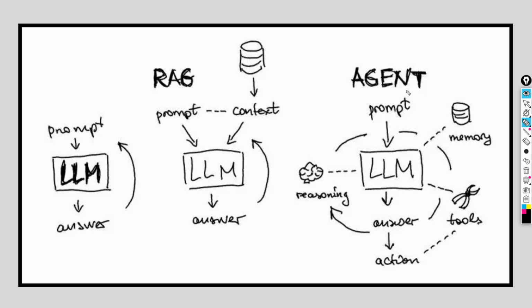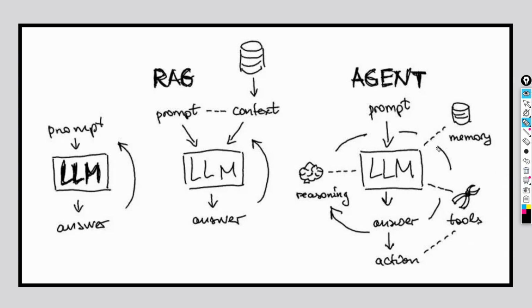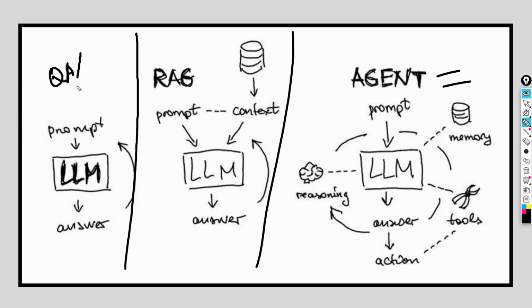But if it is an agent, you provide your prompt. It has access to reasoning by itself. It has access to the memory, which is nothing but a vector store for the RAG process. It has some other tools as well, for example executing a Python program or whatever it is. It will try to find which process it needs to do, then it will do the action and give the answer as well. Everything is done by the agent itself. So this is the difference between an agent, RAG and the previous QA or chatbot system.